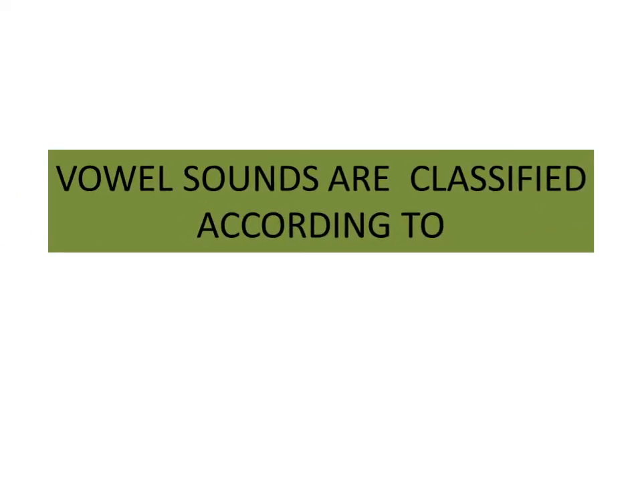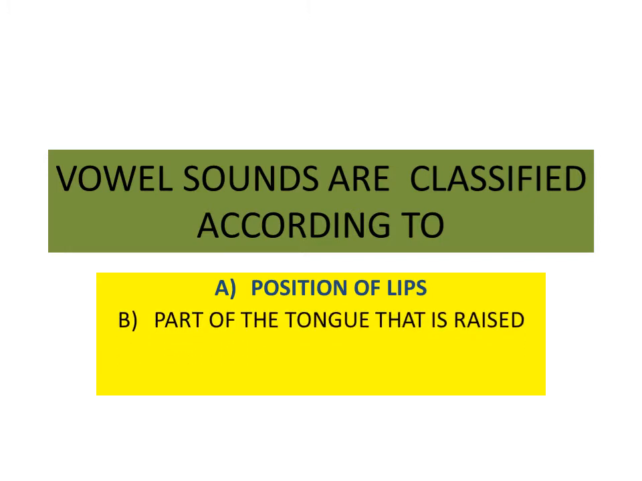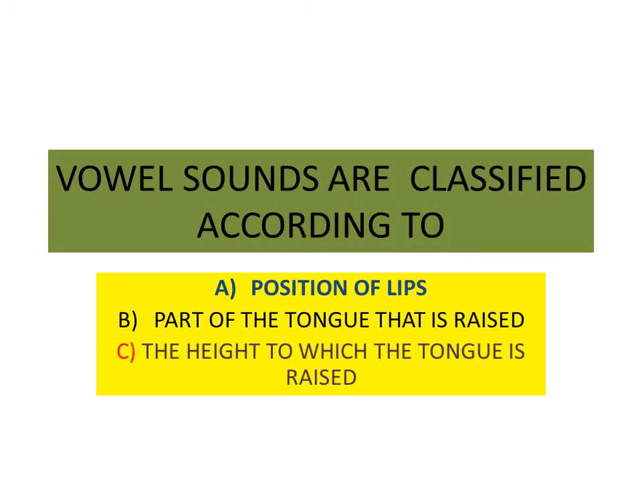On what criteria are vowels classified? Vowel sounds are classified according to three criteria. Number one, position of the lips. Number two, part of the tongue that is raised. And number three, the height to which the tongue is raised.